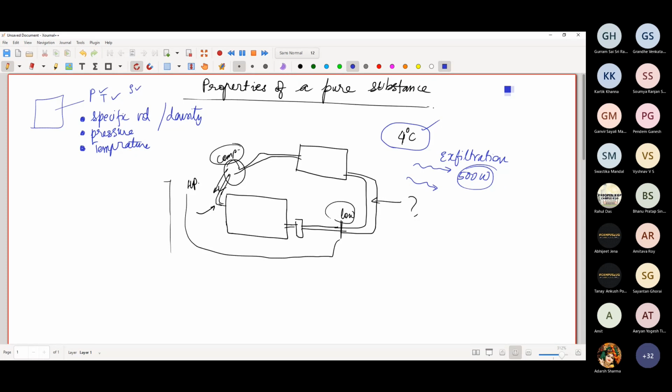So why will there be heat losses through the room? Anyone who can tell? From intuition. So as we need the temperature very low, to lower the temperature, we need to extract much more heat. That's all.